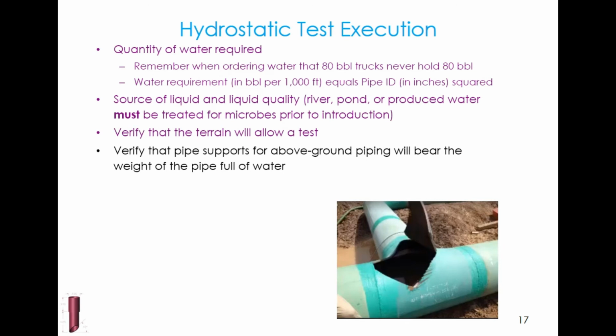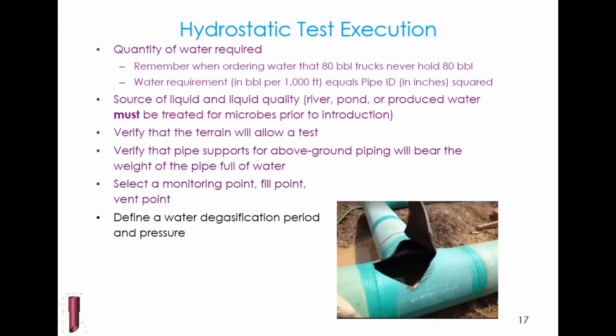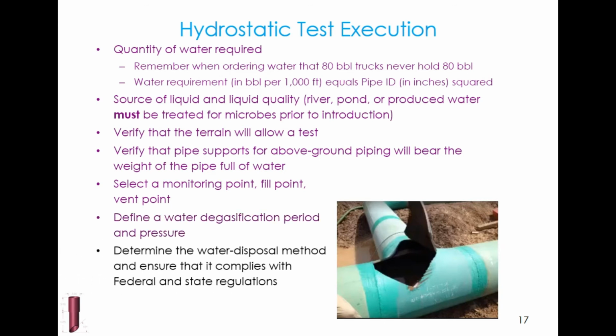Verify that the pipe supports for above-ground piping are going to bear the weight of the pipe full of water. Select a monitoring point, a fill point, and a vent point. Define a water degasification period and pressure. Determine the water disposal method and ensure that it complies with federal and state regulations. And the regulations get more difficult every year.